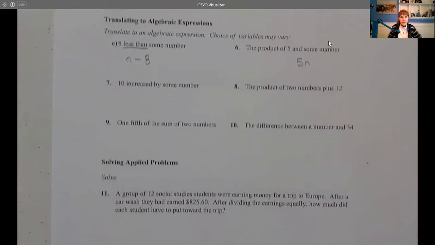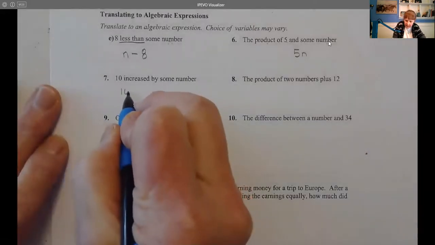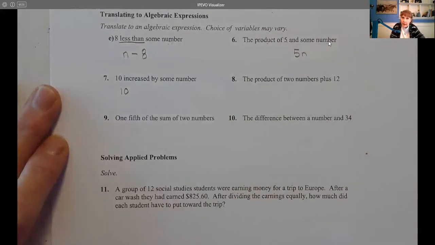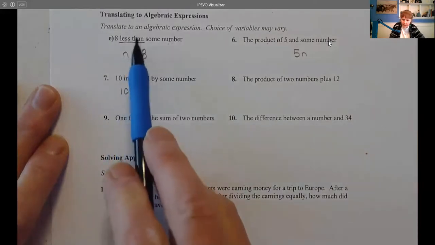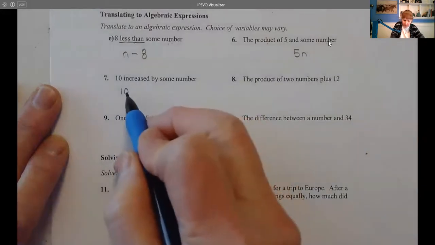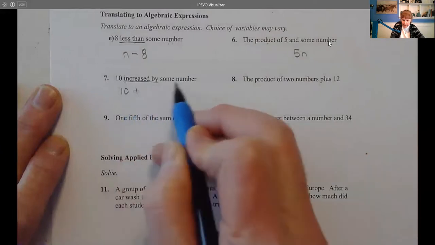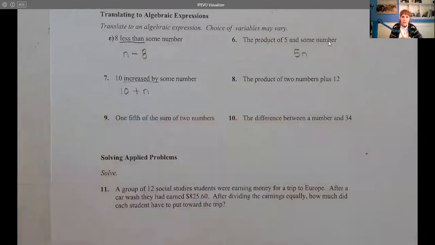All right, let's do number 7. Let's translate 10 increased by some number. If you're going to increase something, we're adding. So we're going to take 10, and I can read this from left to right because I don't have a less than and I don't have a subtracted from. So 10 increased by some number, 10 plus n.